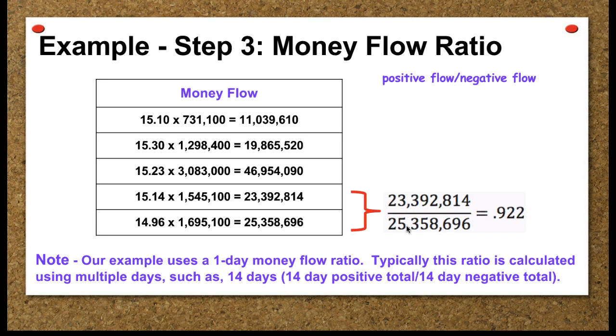Another thing to note is that our example uses a one-day money flow ratio. We're going from one day to the next. That's not really typical. Typically, this ratio is calculated using multiple days, such as, for example, 14 days. In order to do that, we would take the 14-day positive total, so we would add up all of the money flows that are positive, and we would divide it by that same 14-day negative total. So in this case, we had one positive on the top, and the rest were negative. So we would take the 11 million on top and divide it by the sum of these. But for simplicity's sake and for this lesson, we're just going to go and look from day to day.